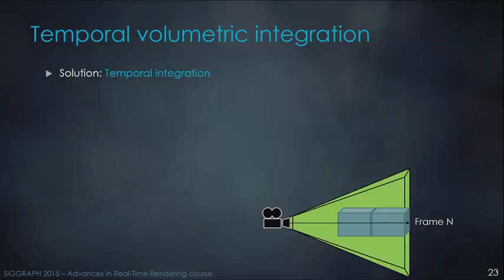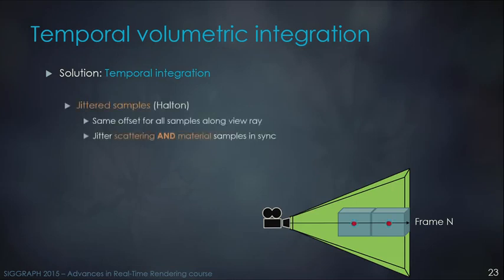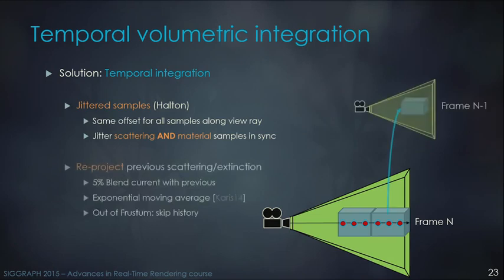So what we do is, as everyone, we are going to temporally integrate everything. So for each sample we take, for the scattering light sample and the material sample also, we are going to offset all of these samples along the camera view direction. And so you need to have the material and the scattered light sample in sync. They should have the same offset. And to filter that, we filter with the previous frame. We just basically take a 5% blend with an exponentially moving average as Karis proposed for temporal AA last year. And we skip history if it's out of the frustum.